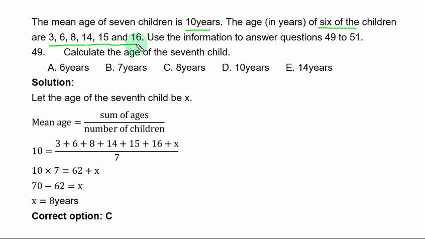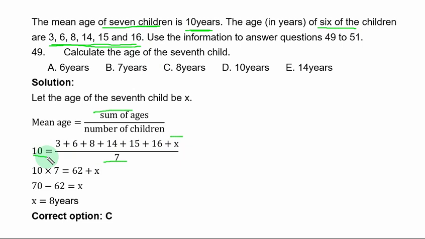Solution. Let the age of the 7th child be S. If you go by the question, the mean age of all the 7 children is 10. And you know, mean is the summation of the items over the number of occurrences. So mean age is equal to sum of ages over number of children. Now you have the ages for 6 children. For the 7th child, S, you add it to it, over 7. The mean age is 10.